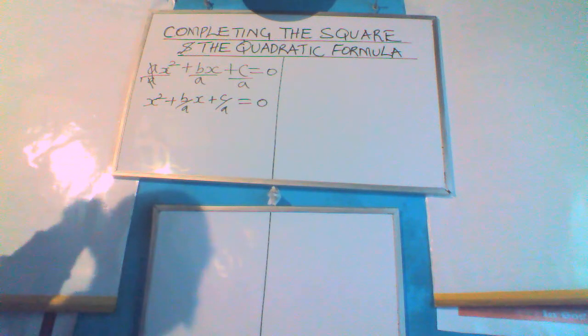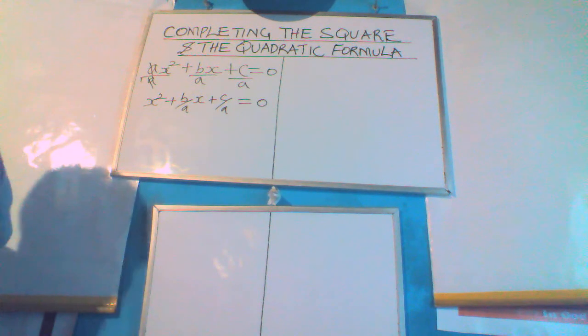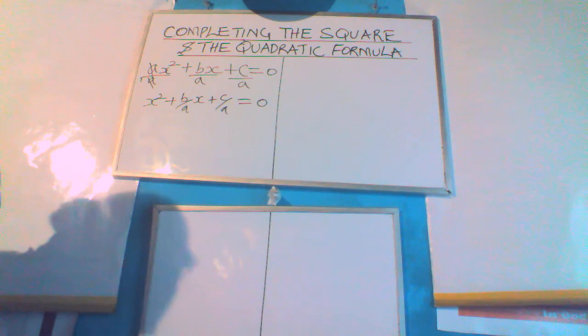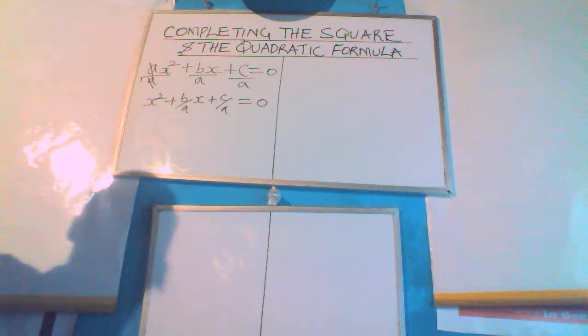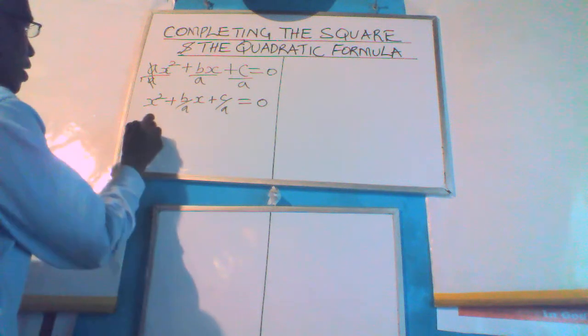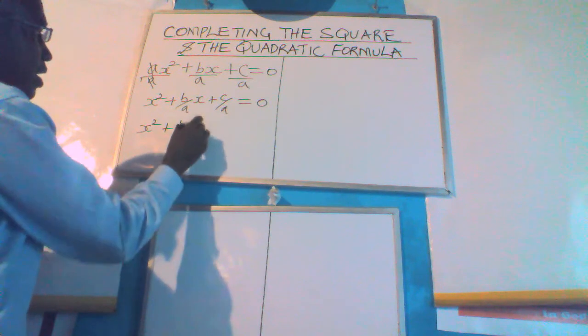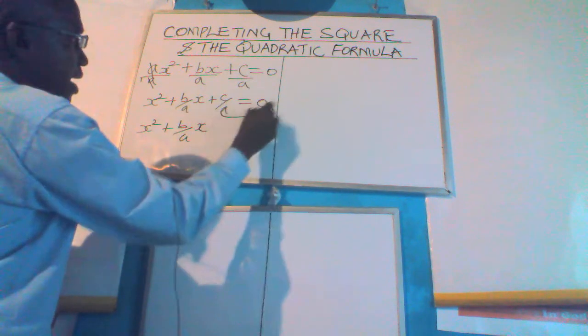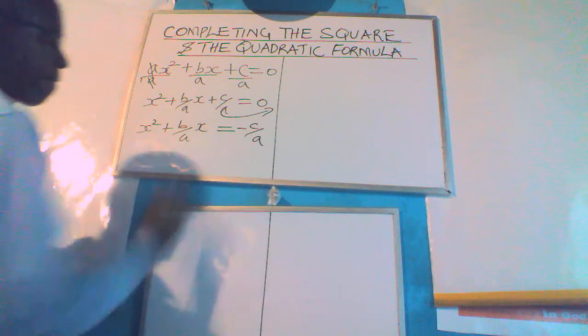The next step after reducing the coefficient of x squared into a unit is to transfer the constant term to the right hand side. In this respect, we are going to take x squared plus b over a x. We move the constant to the right hand side, so it becomes equals to minus c over a.